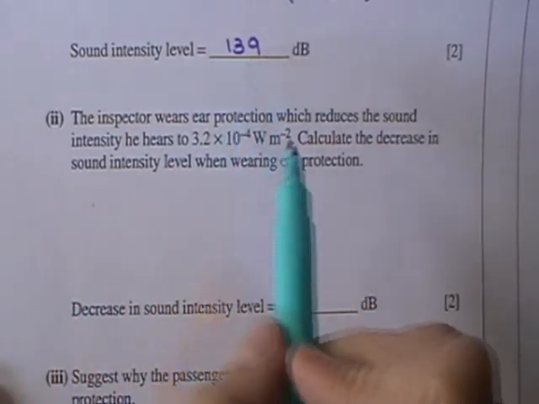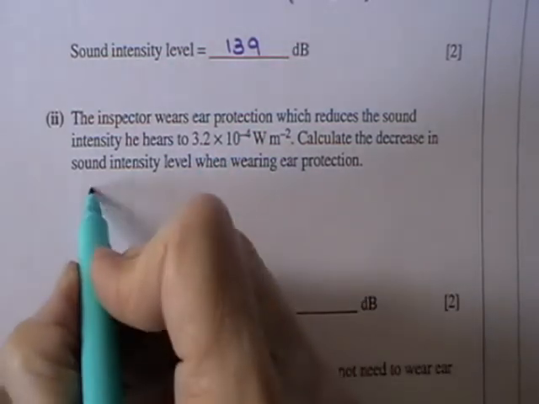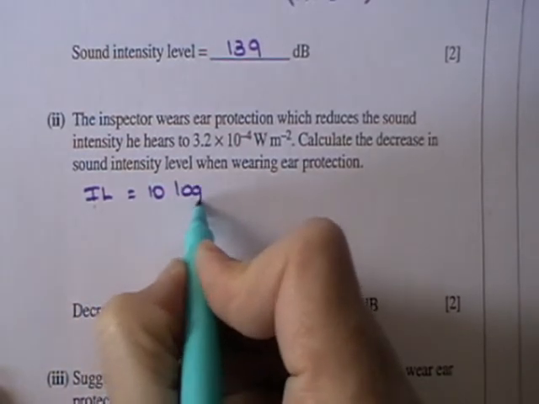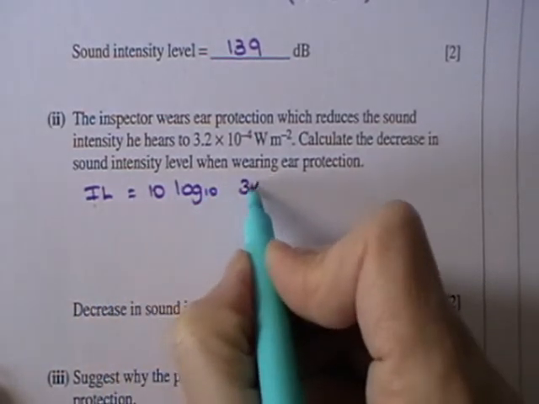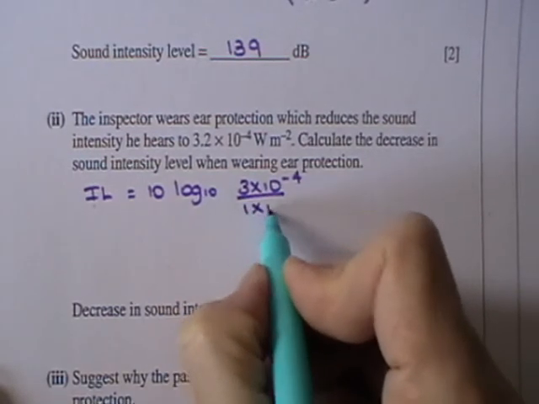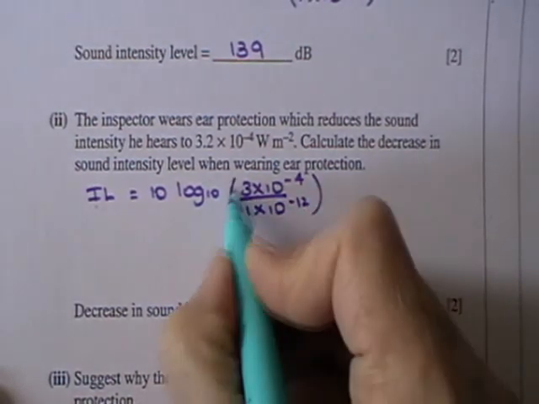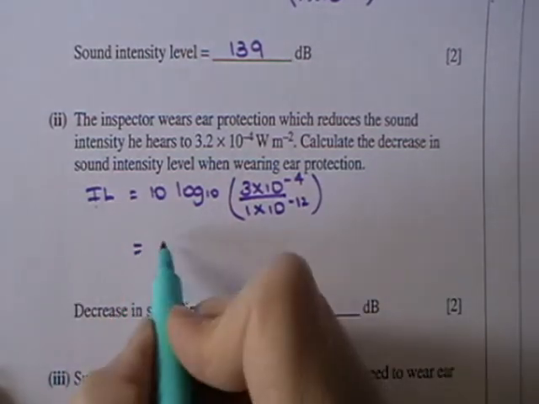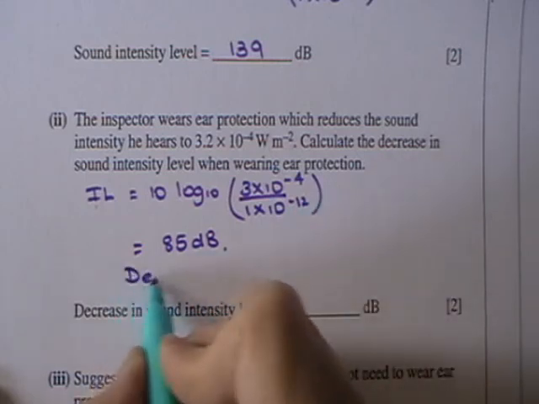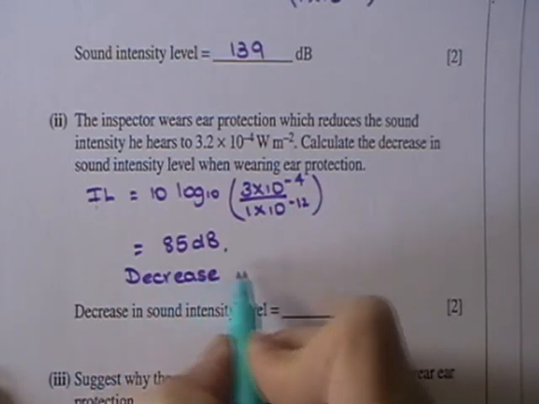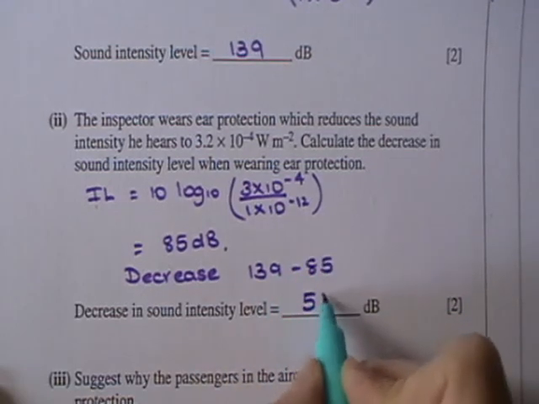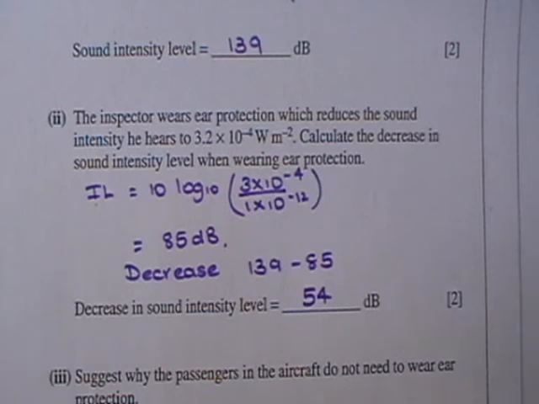So it's already at 139. What we're going to do is work out the intensity level for 3.2 by 10 to the minus 4, and then take our 2 decibel levels away from each other. When you do that calculation, that comes out as 85 decibels. And so the decrease is 139 minus 85, and that gives you an answer of 54 decibels.